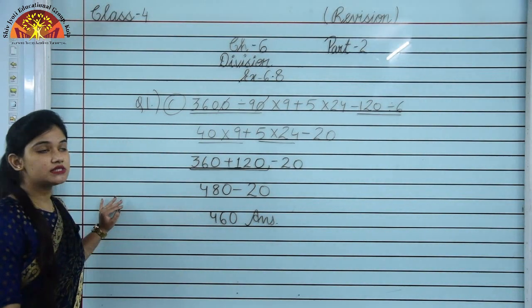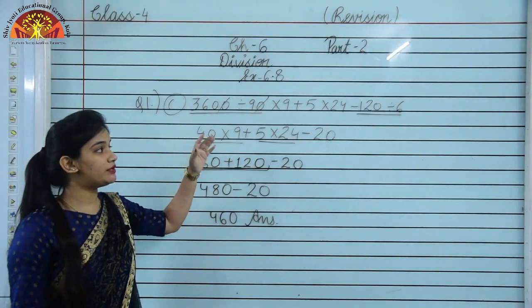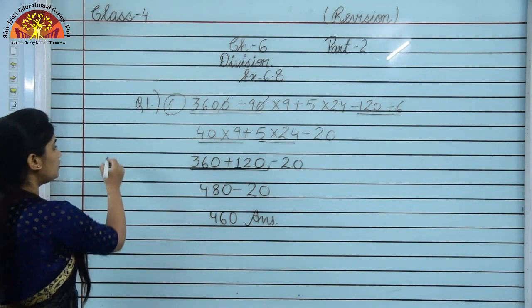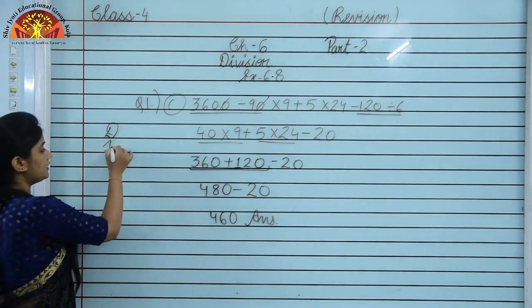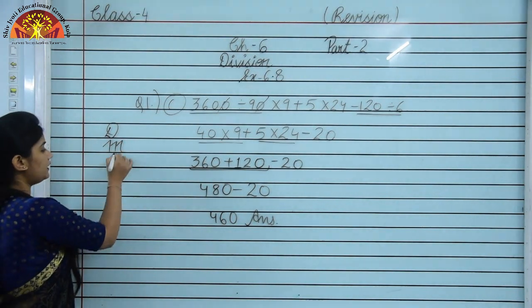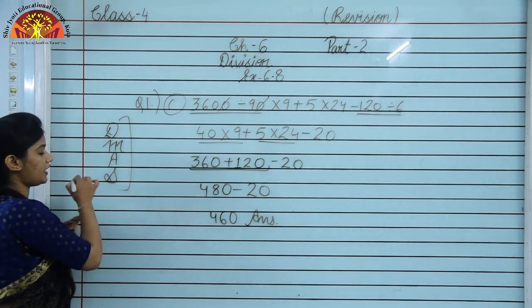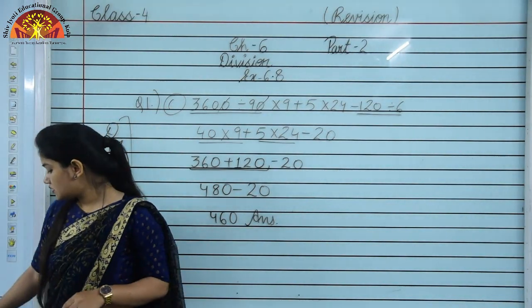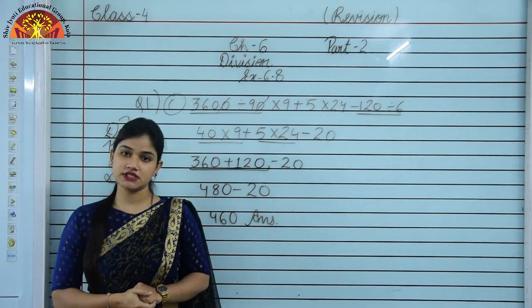Is it clear, students? So whenever you see divide also, multiply also, addition also, subtraction also, first of all you will solve divide, then multiply, then addition and then subtraction, and in this way you can simplify the numbers. Is it clear?